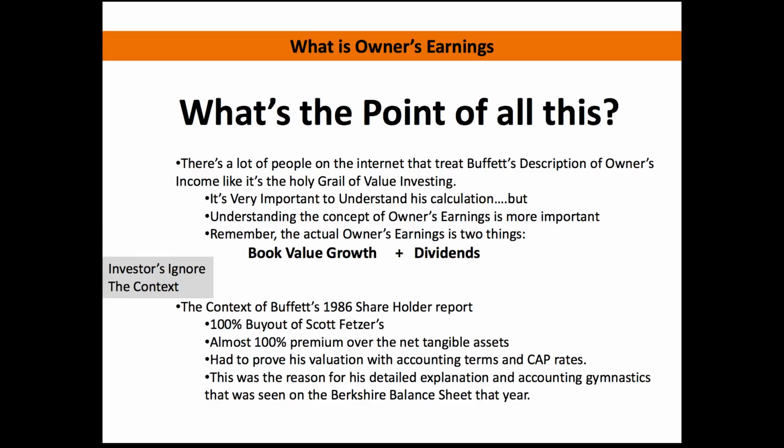So in order to buy this company, he had to prove his valuation with accounting terms and cap rates whenever he came up with what he thought the book value on the company was and how much their earnings were. Then he had to take a capitalization rate on top of that. And when he's doing this, he had to explain to his shareholders in 1986 why he was paying such an enormous premium for this company. And so this was really the reason for his detailed explanation. He had to explain the accounting gymnastics that took place as he conducted that acquisition of that business.